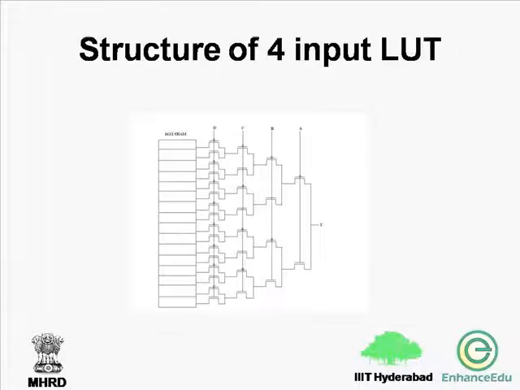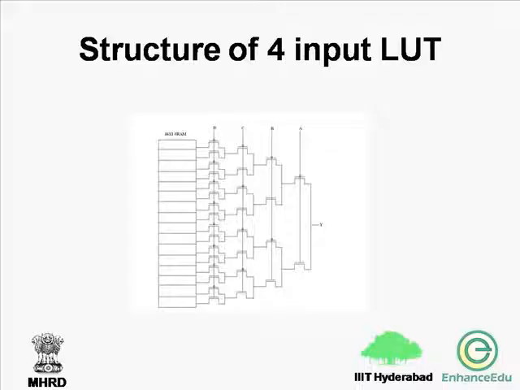Now if you see the structure of the 4-input lookup table, it is basically comprising of a 16x1 SRAM, and then you are having a kind of mux tree implemented with NMOS and PMOS pass transistors.